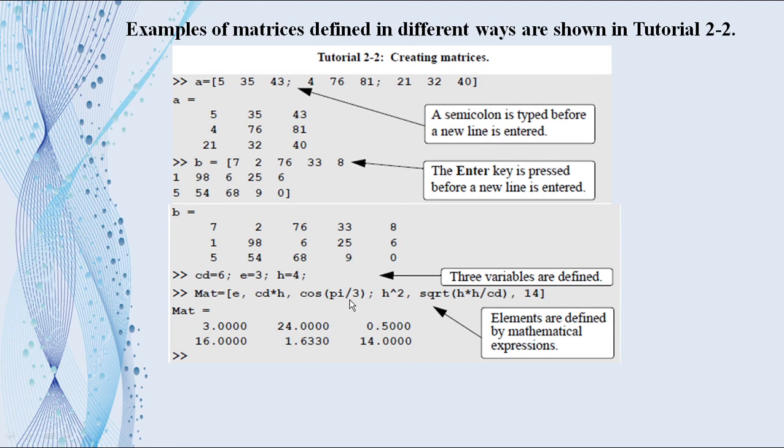The next number, cos pi by 3, is 1 by 2, that is nothing but 0.5. H to the power 2, 4 to the power 2 is 16, that is entered here. Square root of 4 into 4, square root of H into H, H into H is 4 into 4 divided by 6. So the value will be calculated by MATLAB itself. This is 14, directly it is given here, the value.